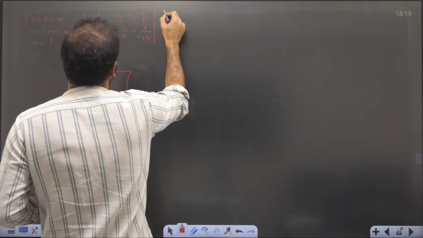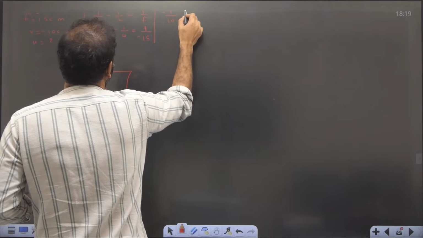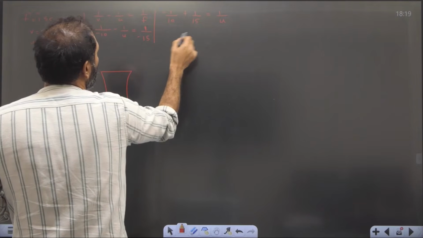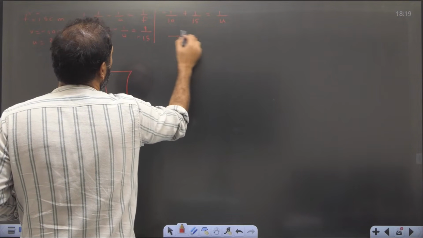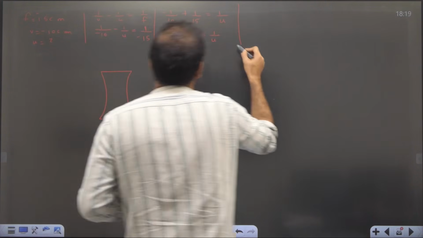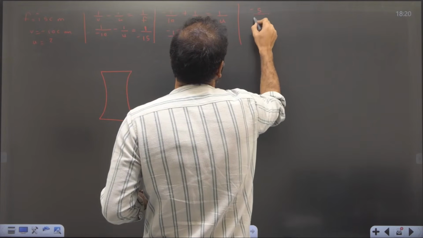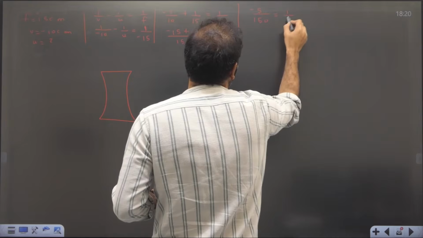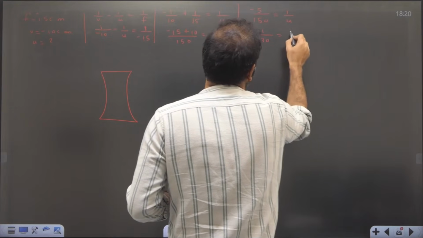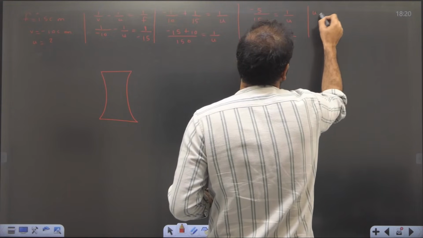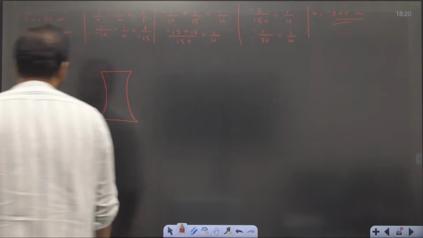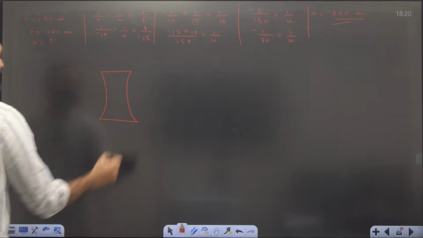So minus 1 by 10 plus 1 by 15 is equal to 1 by u. So if you take LCM, 150, minus 15 plus 10 is equal to 1 by u. So minus 15 plus 10 is what? Minus 5 by 150 is equal to 1 by u. So dividing, minus 1 by 30 is equal to 1 by u. So u is equal to minus 30 centimeter. So what is object distance? Minus 30 centimeter from the lens.